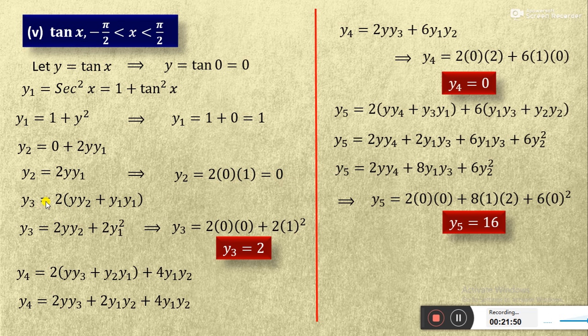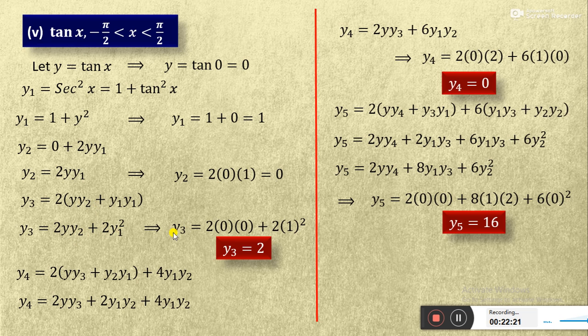Next y3. So I apply the UV method. First I keep the y, and next I differentiate y1. So the derivative of y1 is y2, plus again I write the y1. Next I differentiate the y. Differentiation of y is y1. So next 2 into 2. Now I multiply the 2 in this factor. So 2y y2 plus 2y1 square.